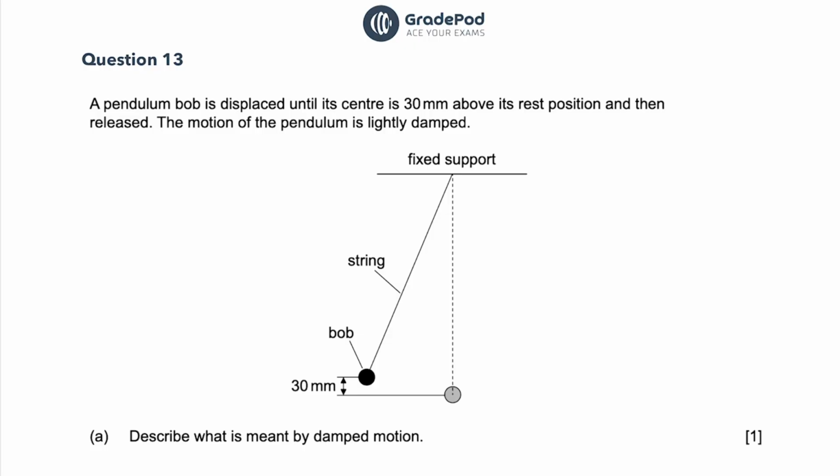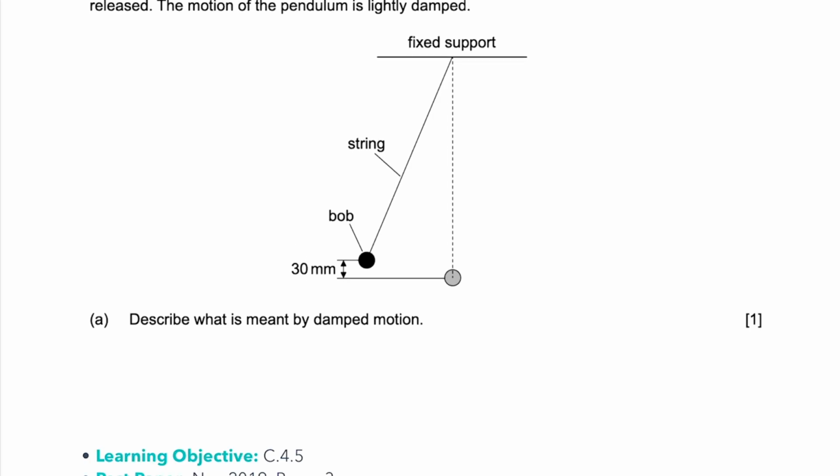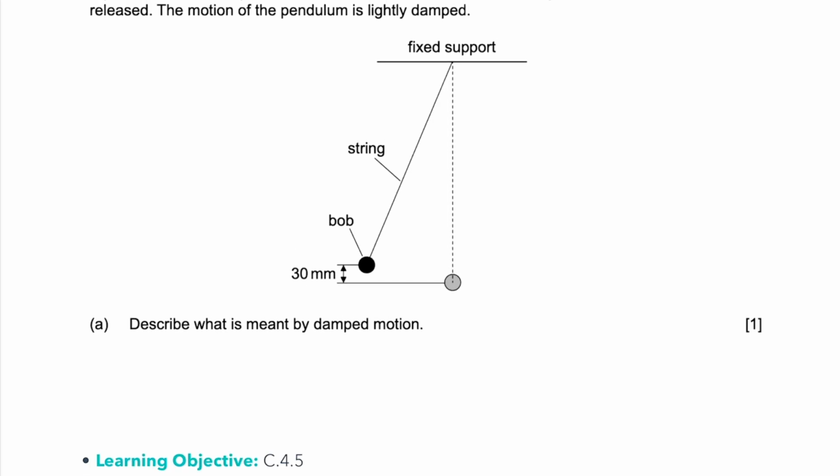Now we're moving on to resonance questions. Question 13. A pendulum bob is displaced until its centre is 30 millimeters above its rest position and then released. The motion of the pendulum is lightly damped. Describe what is meant by damped motion. Do you remember in step 1 we talked about 2 conditions? The first condition was that a resistive force opposes the motion.